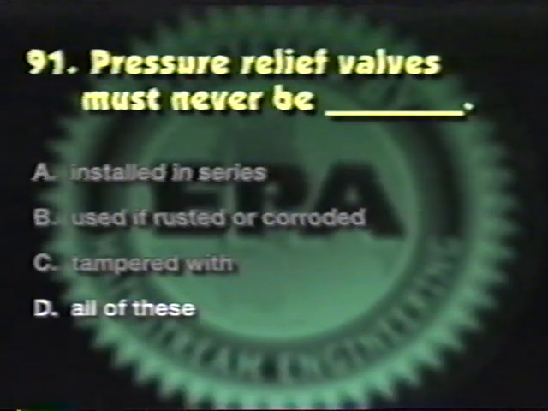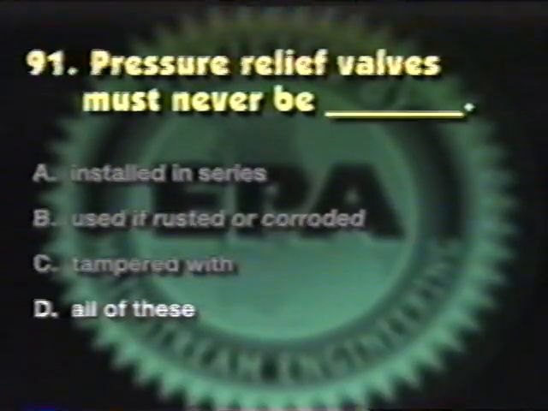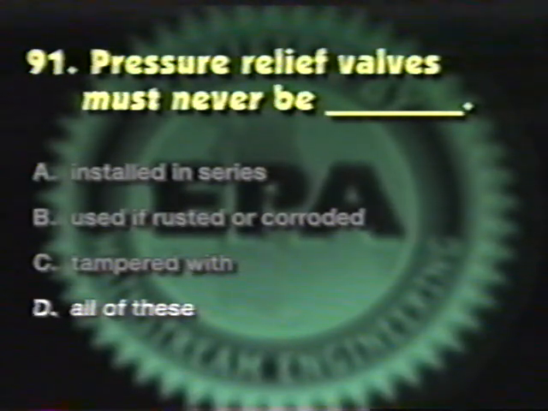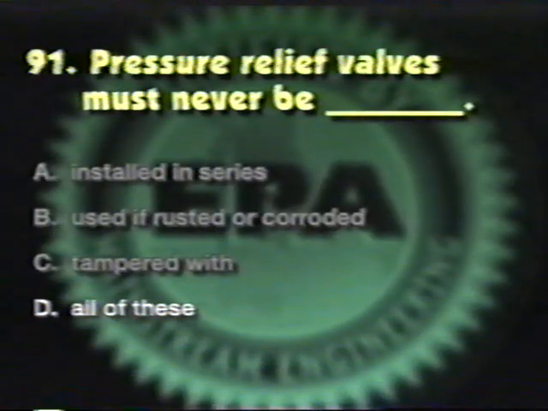The correct answer is D. Pressure relief valves must never be installed in series, but are commonly installed in parallel. Also, pressure relief valves should never be tampered with or used if rusted or corroded.